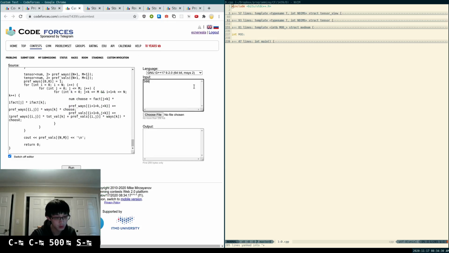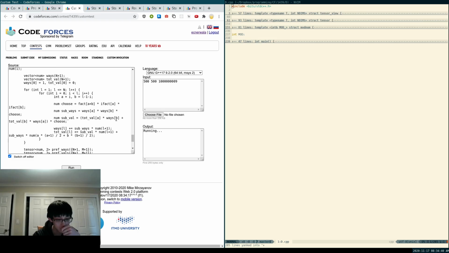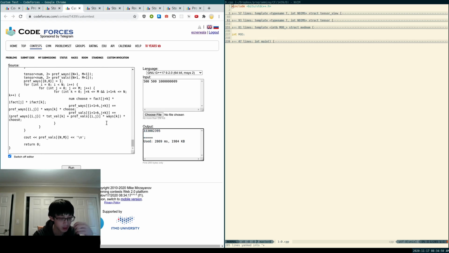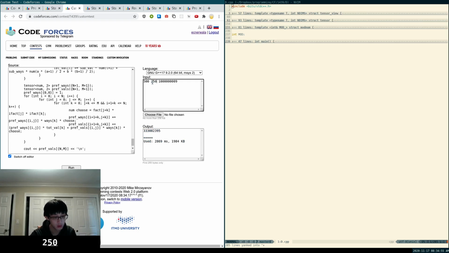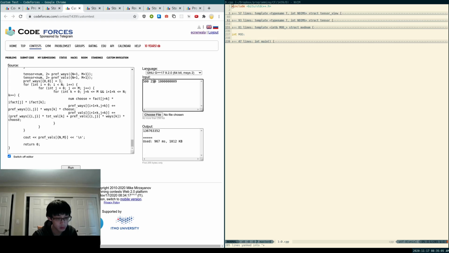So 500, 500, 1, 2, 3, 4, 5, 6, 7, 8, 9. Yeah, I think this will be fine. The runtime of this thing is pretty much independent of the input bounds, so it should be significantly faster. It should be pretty much linear in the input, or I guess quadratic in the input size.